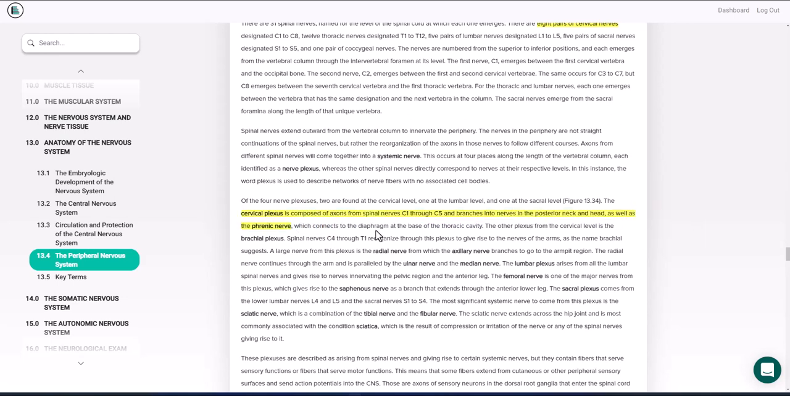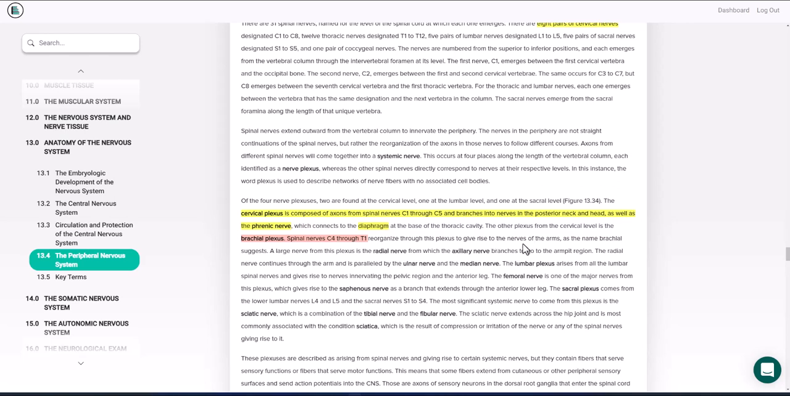Why is the phrenic nerve important? The phrenic nerve is the nerve that goes to the diaphragm, right? And without it, you cannot breathe. Then you have the brachial plexus. The brachial plexus is C4 through T1. Notice there is some overlap in this, and I'll make that a different color. And the brachial plexus, these are the nerves heading over to the arm.